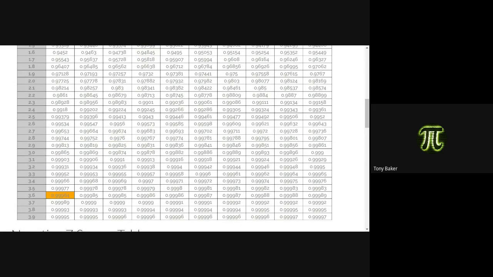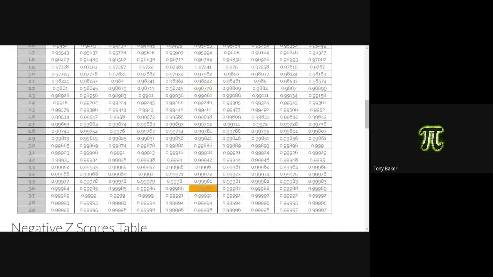So if we go to 3.67 on mine, that's 0.99988. So if we subtract that from 1, because I want the people who go bigger than that, right? 0.00012. So basically 1 out of every 10,000 men will hit their head in the door. Okay?